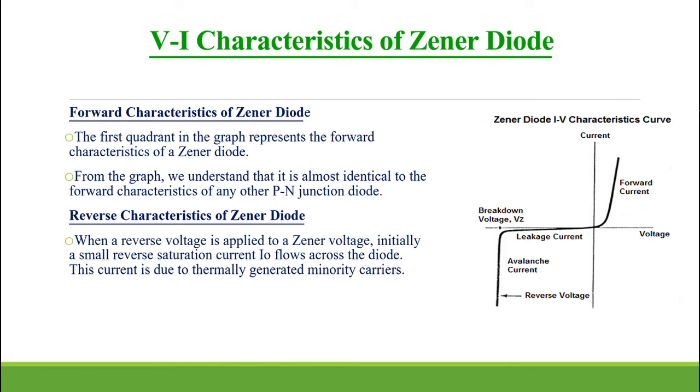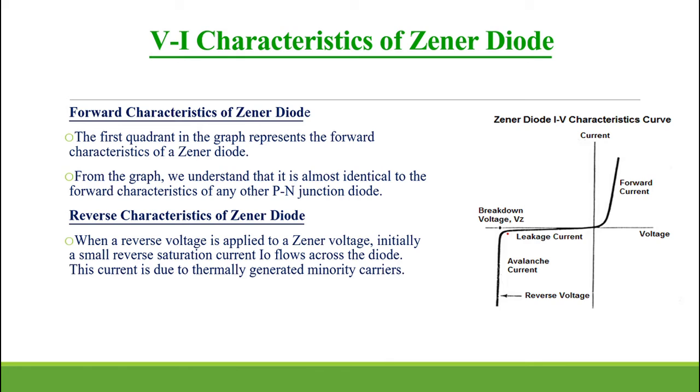When a reverse voltage is applied to a Zener diode, as we have already understood from the diagram, initially a small reverse saturation current will flow across the diode because we have connected it in reverse bias condition. So a small leakage current will flow. It is due to the thermally generated minority carriers.